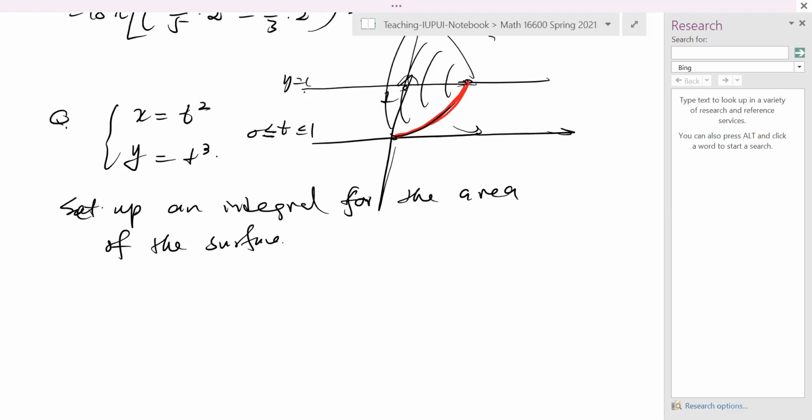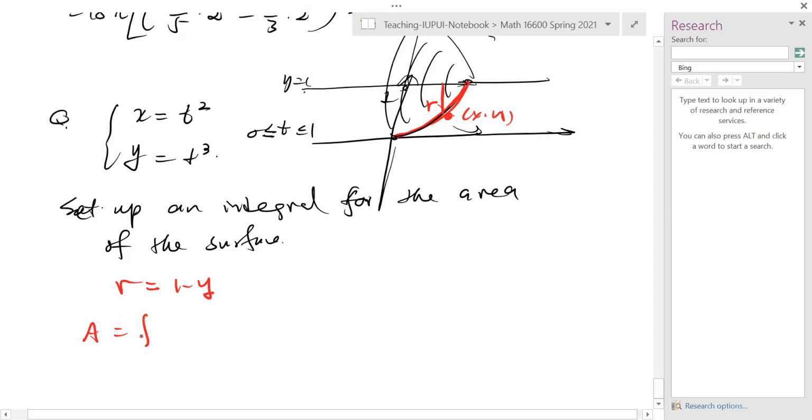All right, so choose a point. So this is a point, x and y. So where's the radius? This is the radius. All right. So let me write down the radius. The radius is going to be the difference, 1 minus y. Right? So our original form is 2 pi r ds.